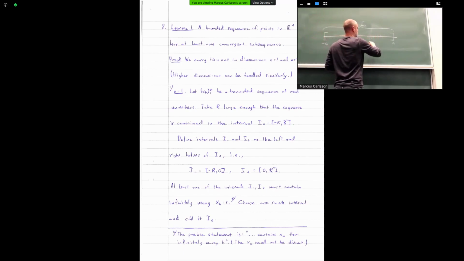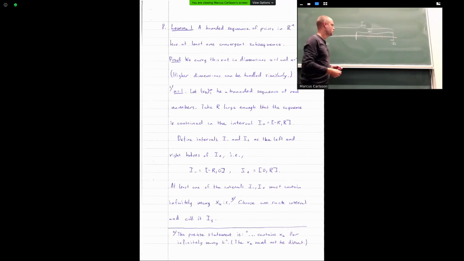Okay, actually I said this interval was minus a to a, but I want it to be a to b. Okay, and then now we pick I1, let's say this one, so that it has infinitely many points. And then we do this again. So I cut this one in two. So either there are infinitely many points here or there. So let's say now it's on the left one. Then let's call this one I3, and so on. I cut this again. And here will be my I4. Yeah?